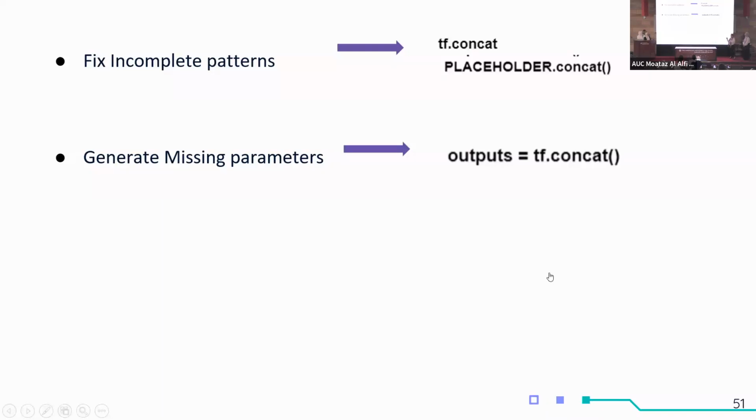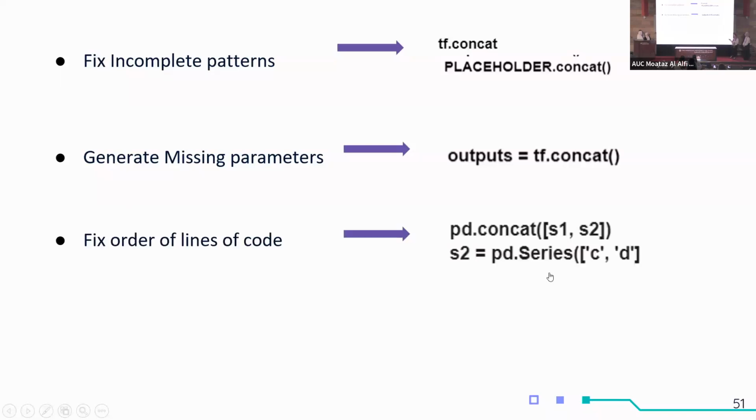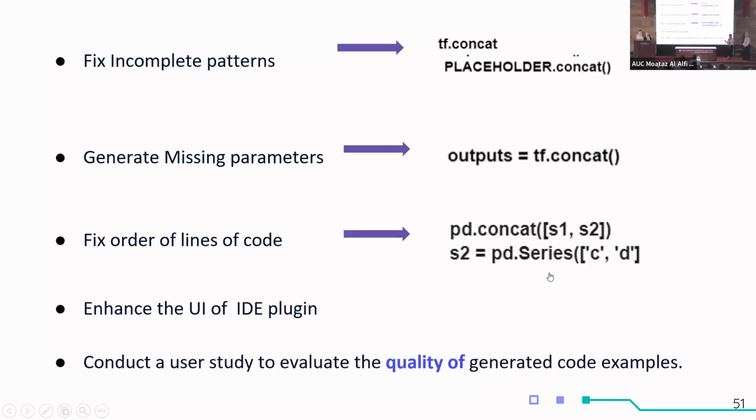Also, due to the high variance in the dataset, specifically in how the parameters are written, API Wizard sometimes fails to find the most common parameters used in the call for the API. For example, concat usually takes 2 parameters. However, in this example, it didn't generate the 2 parameters. API Wizard also doesn't take into consideration the logical order of the lines. For example, here we can see that the S2 assignment came after using it as a parameter in the API call, which is wrong. We also wanted to enhance the user interface of the IDE, and we wanted to include a user study to evaluate the quality of generated code examples.